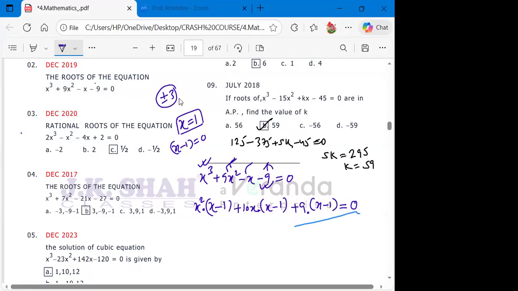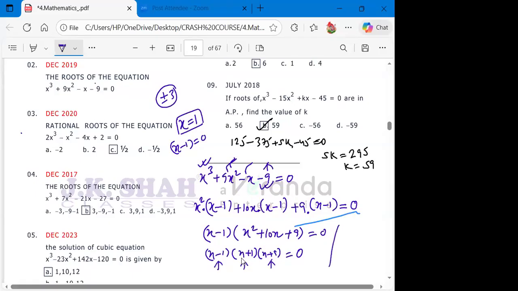Understood this part? Now, according to the common criteria, I'm taking x minus 1 common. So in the second bracket, it will be x square plus 10x plus 9, and is equal to 0. Correct? This will be x minus 1, and if I do the middle term factors, it will become x plus 1 and x plus 9, and it is equal to 0. Now it means three things are there. One thing, two thing, three thing. If I put the first thing as 0, if x minus 1 is 0, how much will x be?